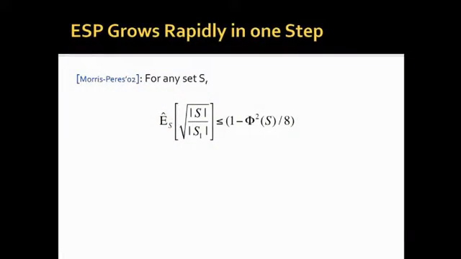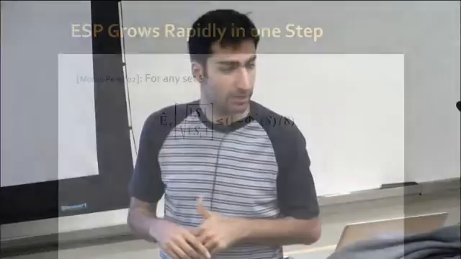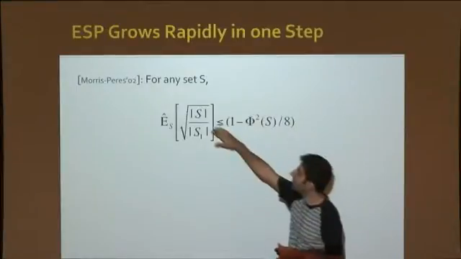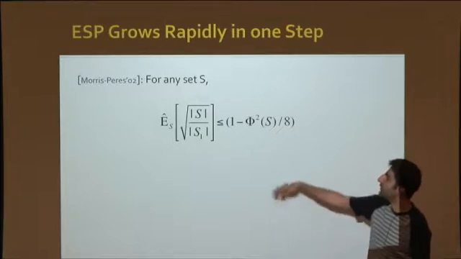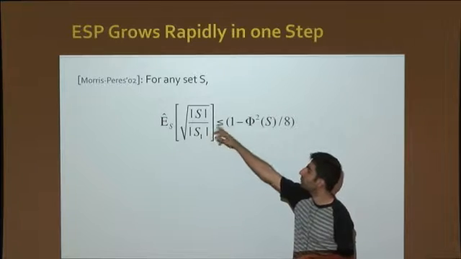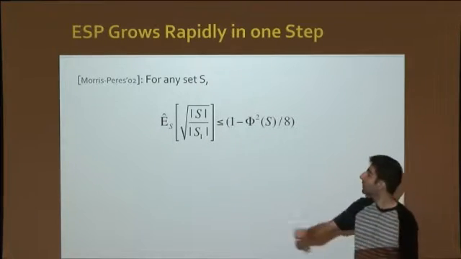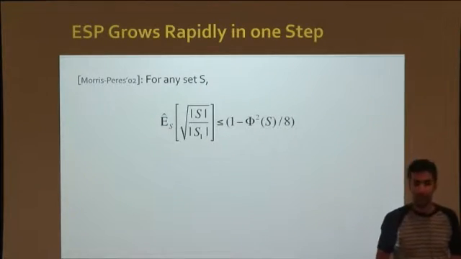So now let me tell you how we can prove each of the statements. I'm going to start with the top one. First I'm going to show you how we can show the process grows rapidly in one step. This is based on an observation due to Morris and Peres. They show that for any set S, if you look at the expectation of the root of the change in one step, it is at most 1 minus phi squared.